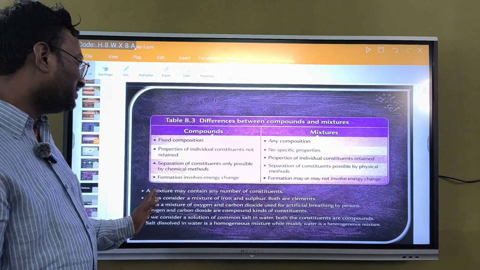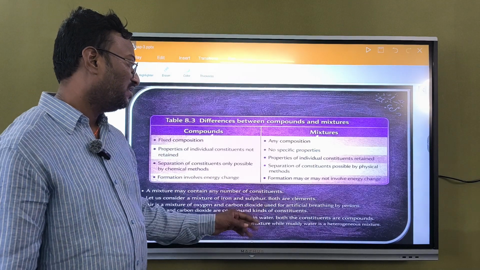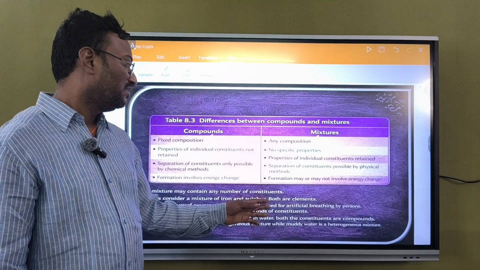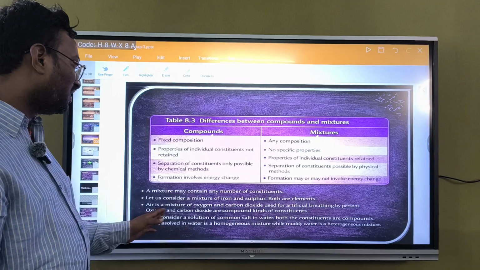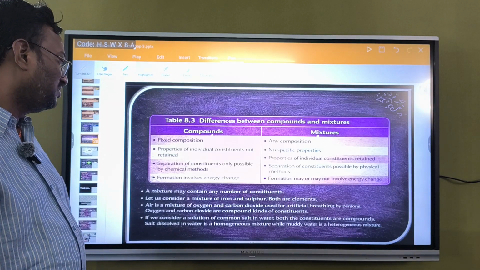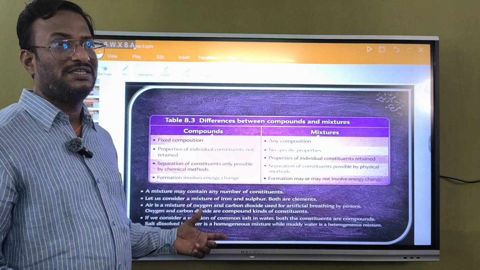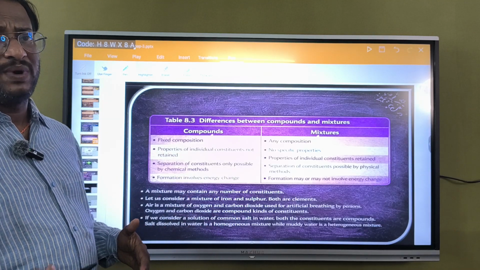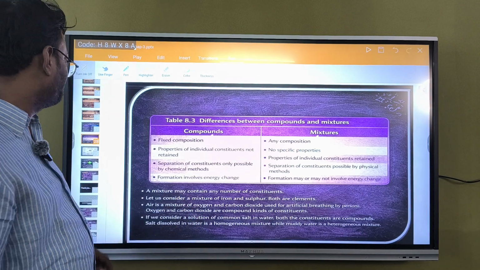So a mixture may contain any number of constituents. Let us consider a mixture of iron and sulfur. Both are elements. Air is a mixture of oxygen, carbon dioxide and other gases; oxygen is used for artificial breathing by a person. In order to burn something we require only the oxygen in that air. The complete air is not useful to burn something, and oxygen is required there.